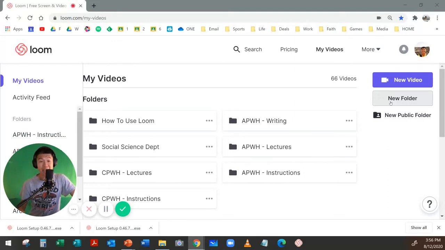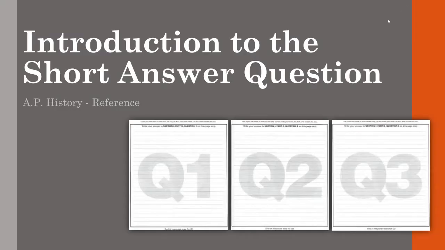We're going to go ahead and take a look at one of the first writing skills in AP, not just world history, but also US history as well. And that is what is known as the short answer questions. Without further ado, let's go and take a look at what is known as the SAQ.